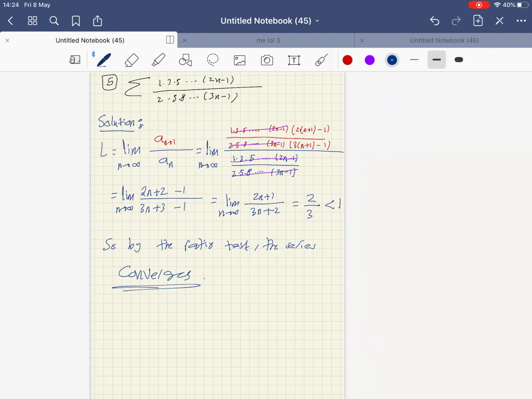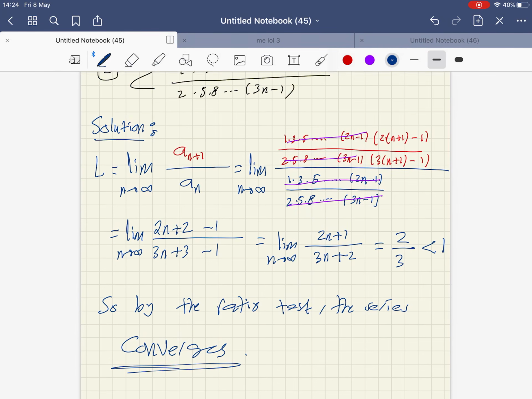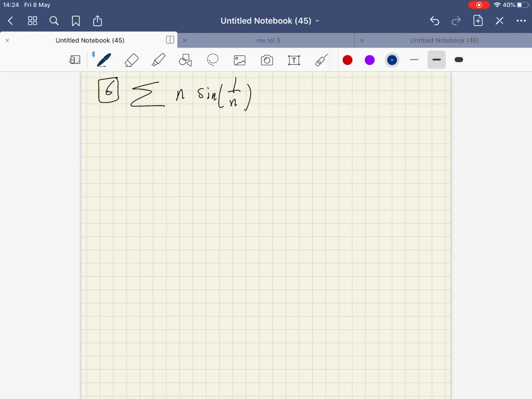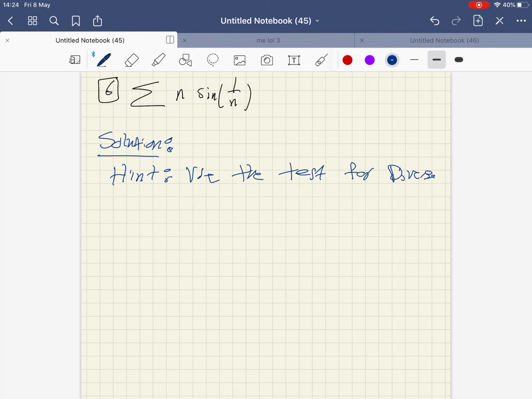Okay. If you want to take a snapshot of this. The next one, I will not solve it because it is very easy, and the hint is to use the test for divergence. Why do you need to use the test for divergence? Because if you try to use the comparison test, it will not really work out. So please use the test for divergence.